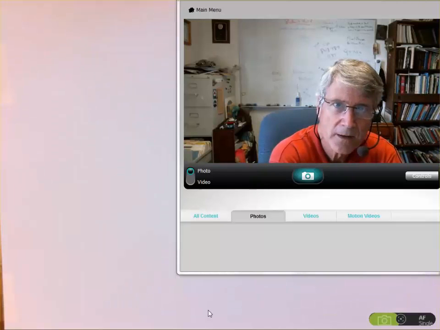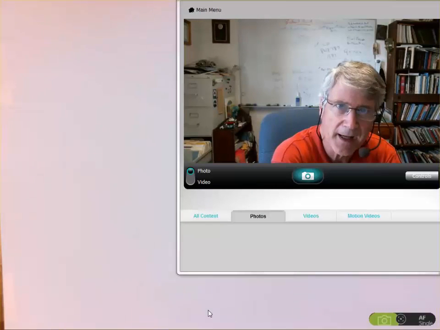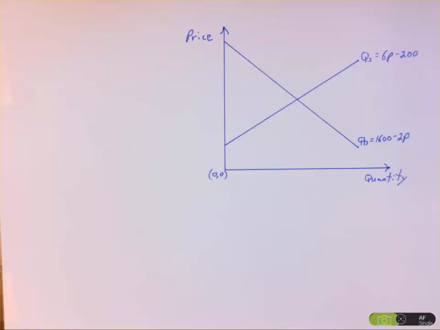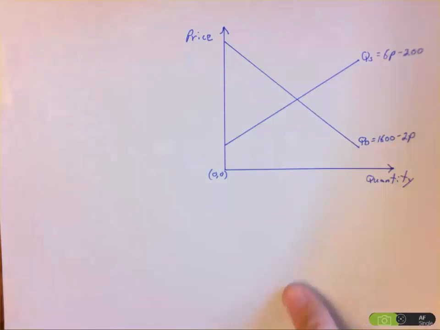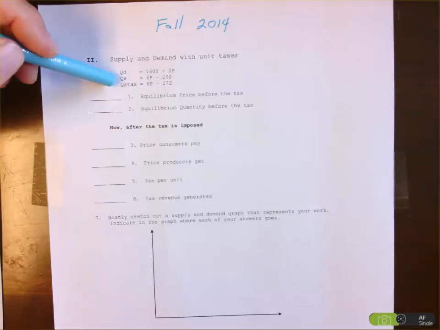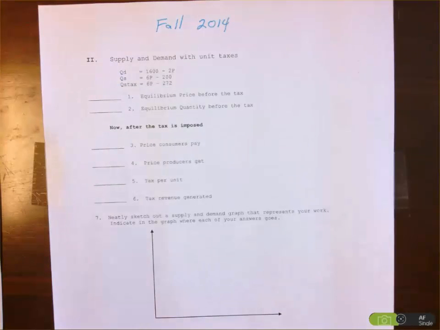Hello everyone. This video is how to apply a per unit tax onto a simple supply and demand model. I've used a problem off of an old test, from the fall 2014 test. You're given this demand curve, supply curve, and the quantity supplied after the tax.